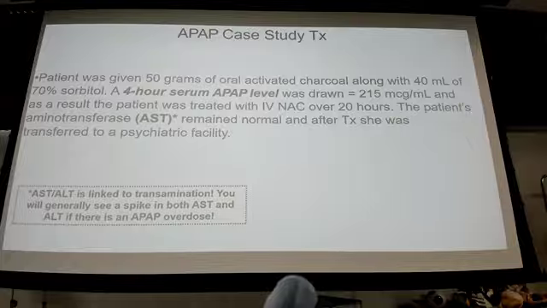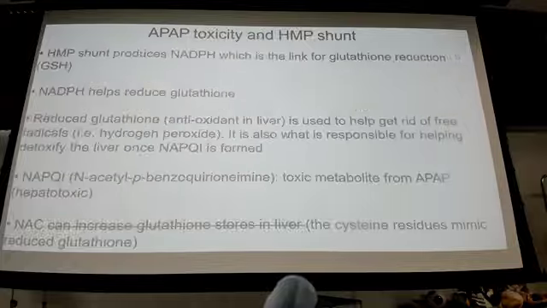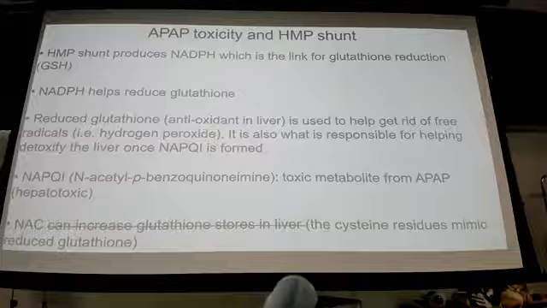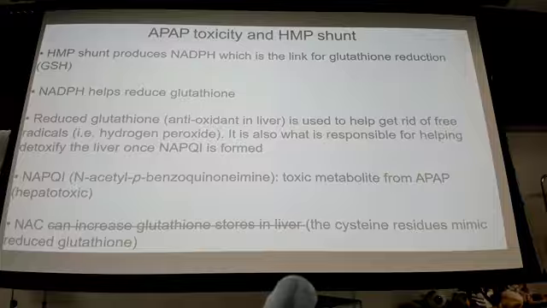So how does N-acetylcysteine work? N-acetylcysteine works because it mimics the effect of glutathione. We talked about how in the hexose monophosphate shunt we get NADPH as one of the products. That NADPH reduces glutathione, which enables glutathione to scavenge toxic free radicals and convert them to water so they will be able to be excreted from the body in the urine.